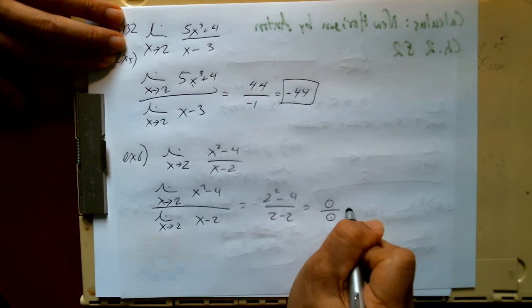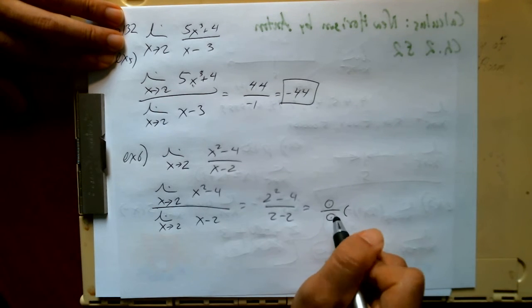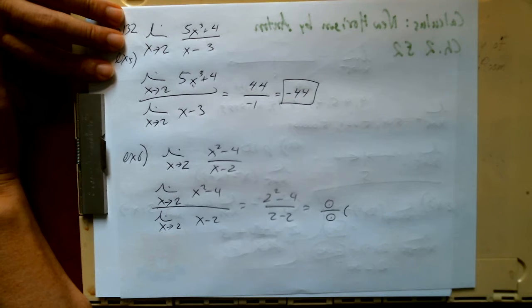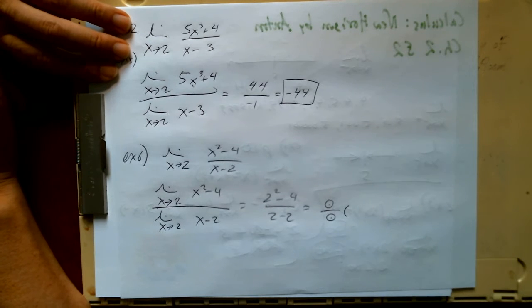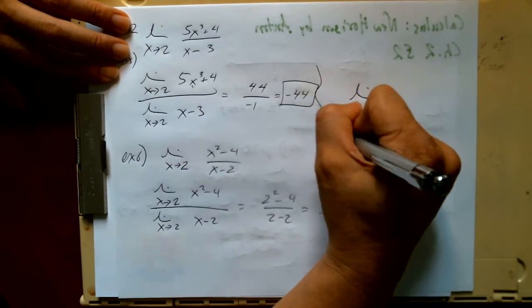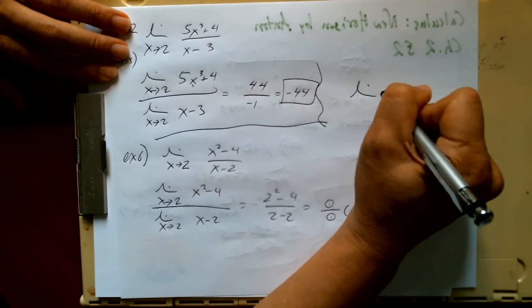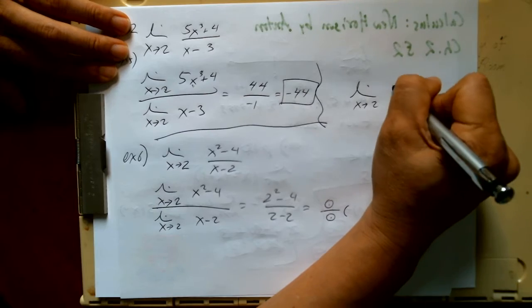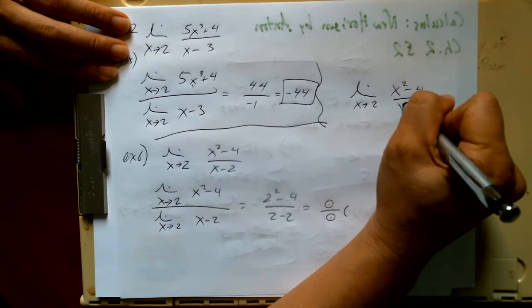Ooh, that's a really sad face. 0 over 0 is a really complicated number. So, we can't do that. We can do something else, though, with this. Limit, let's do it right here, as x approaches 2 of x squared minus 4 over x minus 2.